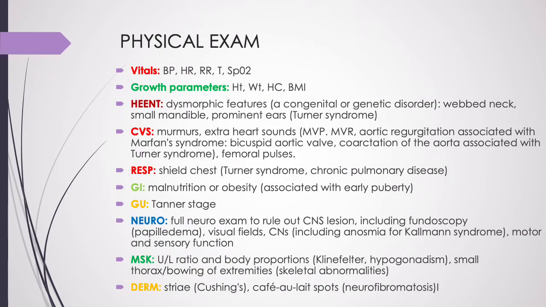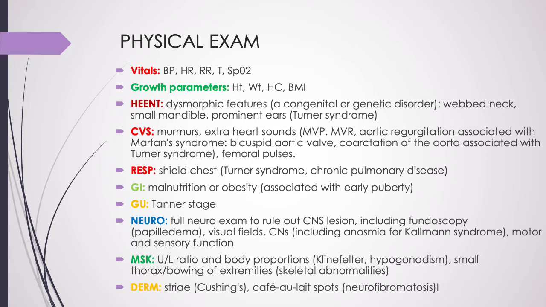Physical exam. First of all, we have to measure the vital signs, which can be abnormal in the cardiac cases. Also, we have to measure the height, the weight, head circumference, and BMI. HEENT: look for dysmorphic features, such as webbed neck, which can be seen in Turner. Cardiovascular system: check for murmur or any dysmorphic features such as Marfan or Turner syndrome.